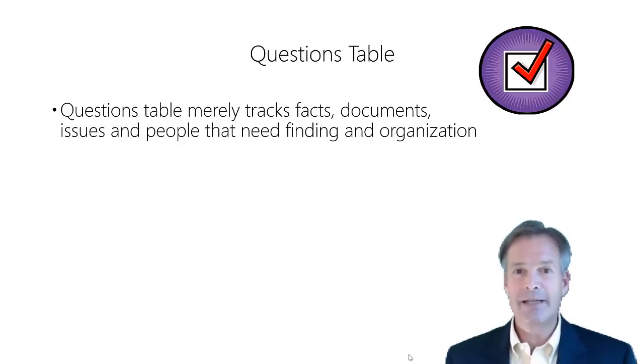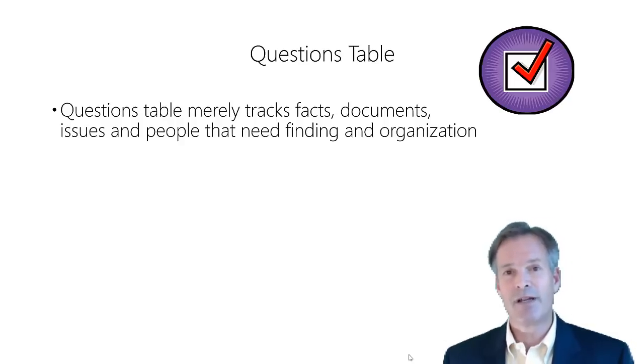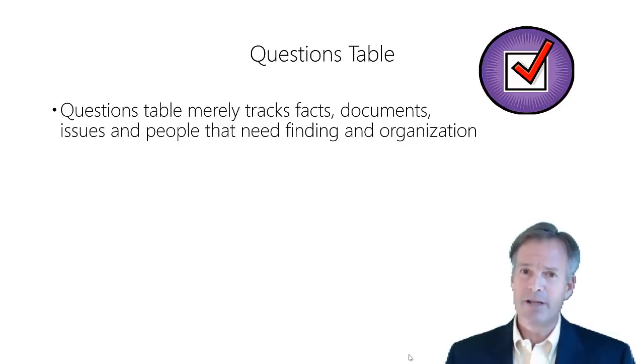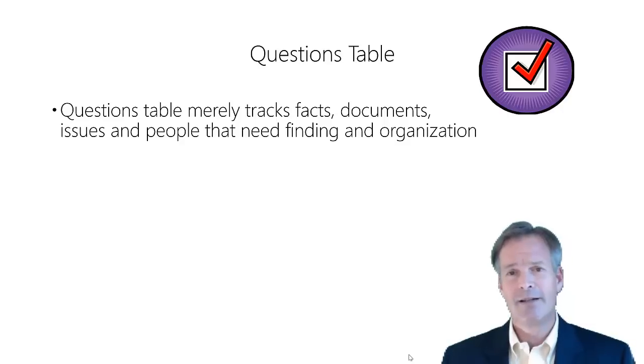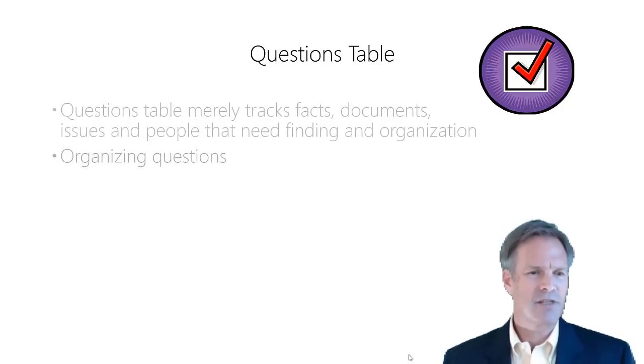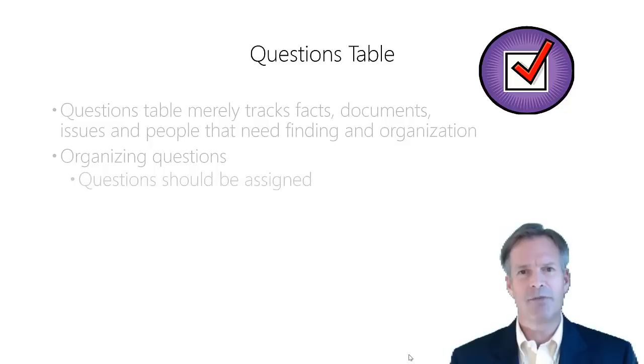If you need to get the plaintiff's medical records from the emergency room, you've gotten them from other treating physicians, but not the ER, you might go to the questions table and say, need ER records for plaintiff. Again, it just keeps track of what needs to be done.